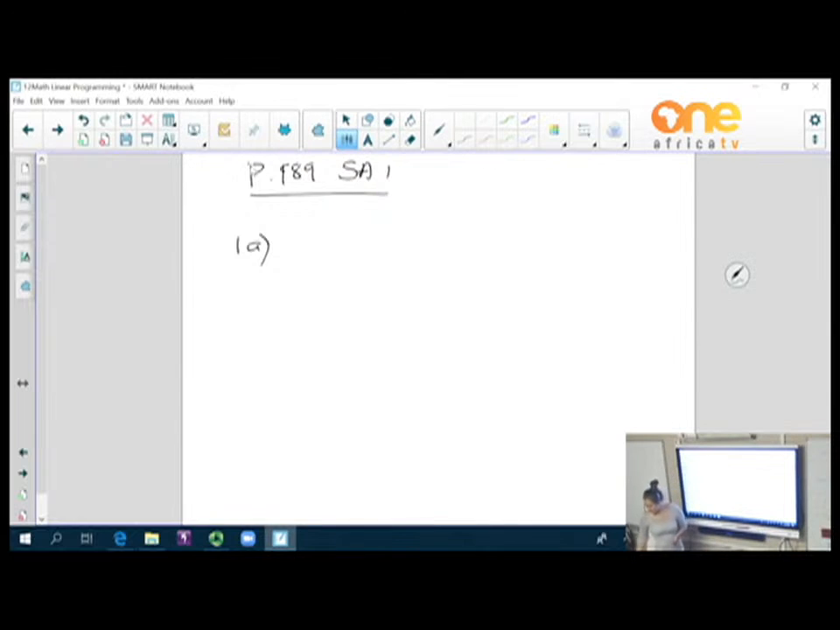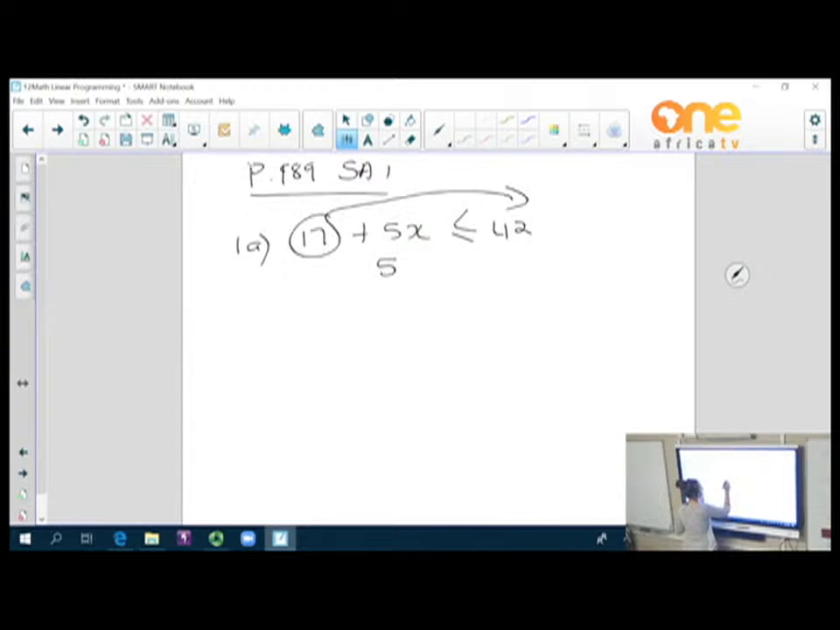So for number 1, they ask you to solve the following inequalities, and we work with 17 plus 5x is less than or equal to 42. Solving them, we need to take all our like terms to one side, so we are left with 5x is less than or equal to 42 minus 17. The positive 17 becomes a minus 17, and 5x will be less than or equal to 25. Divide by 5 on both sides. x is less than or equal to 5.